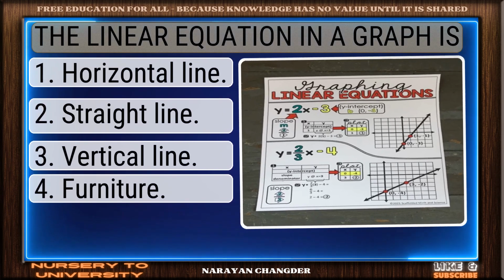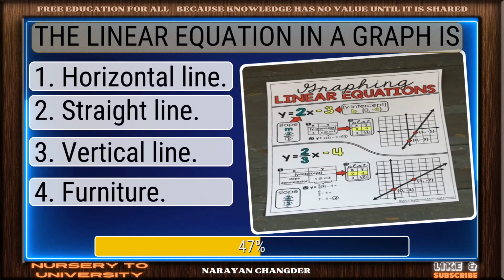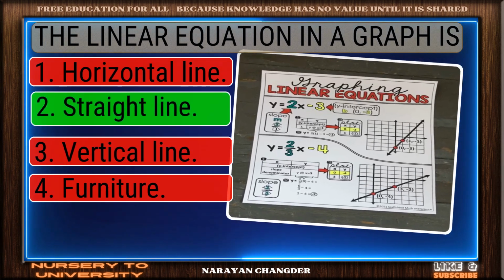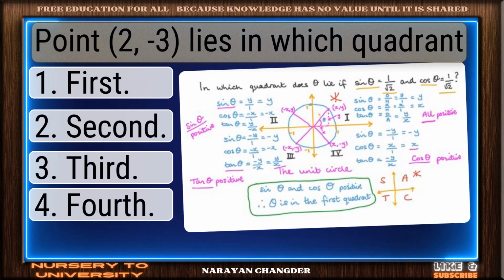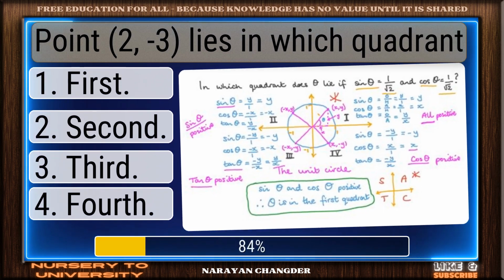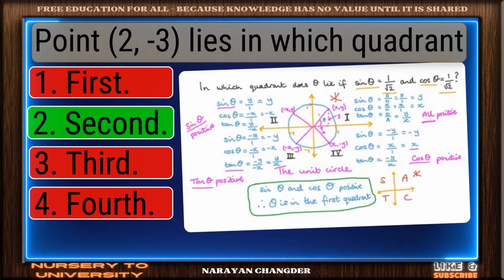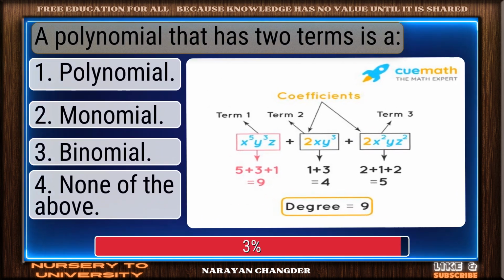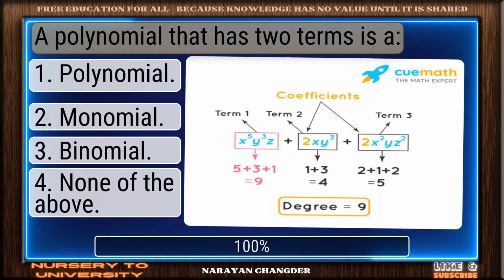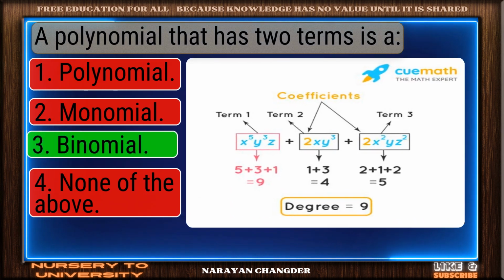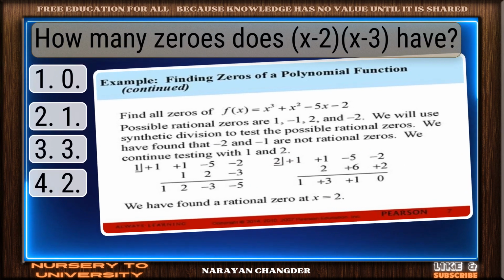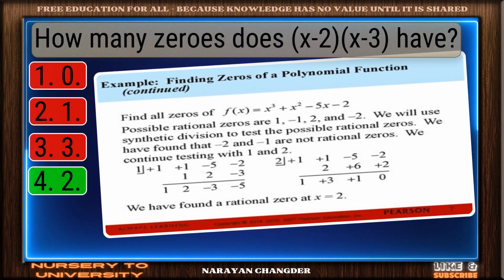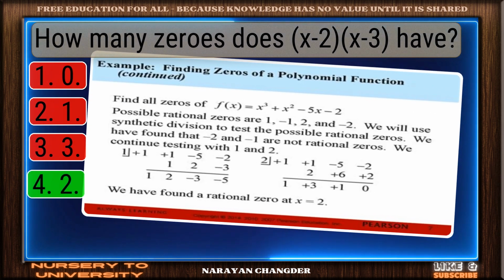The linear equation in a graph is... Right again. Straight line is valid. Point lies in which quadrant? Smart move. Second is accurate answer. A polynomial that has 2 terms is a... Well picked. Binomial is correct. How many zeros does it have? You're right. 2 is correct.